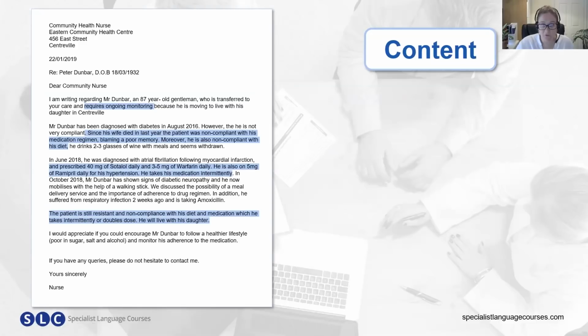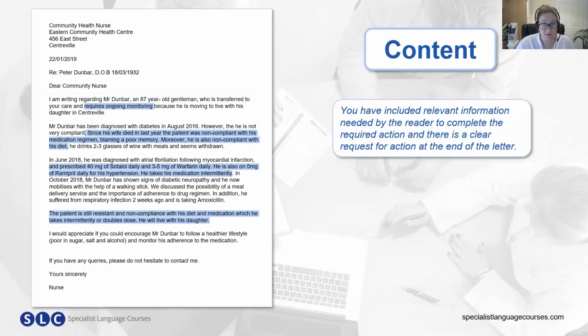Content, again, lots of relevant information has been included here, so the reader has the information they need in order to complete the required action. And there's a clear request for action at the end, so they know exactly what they need to do.